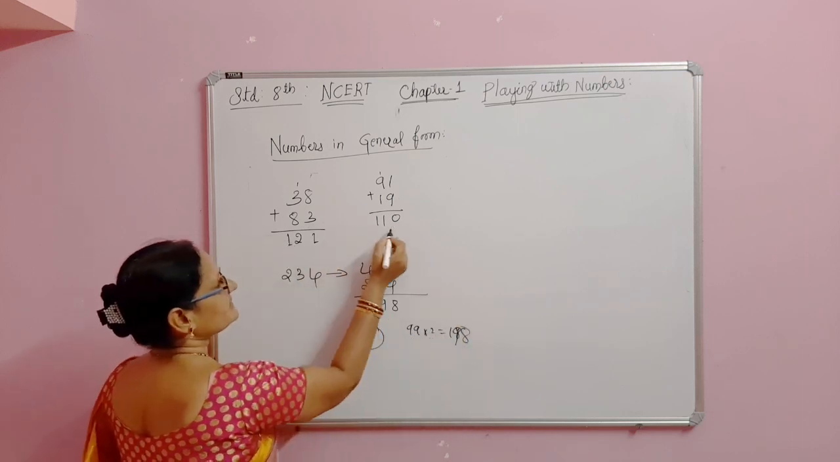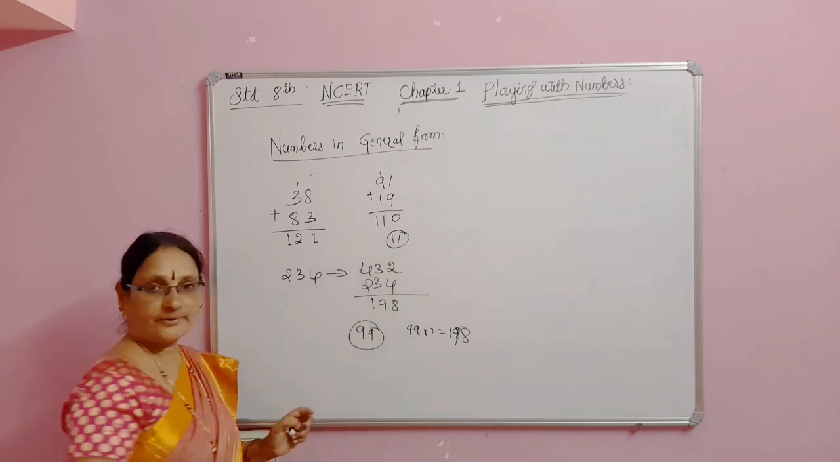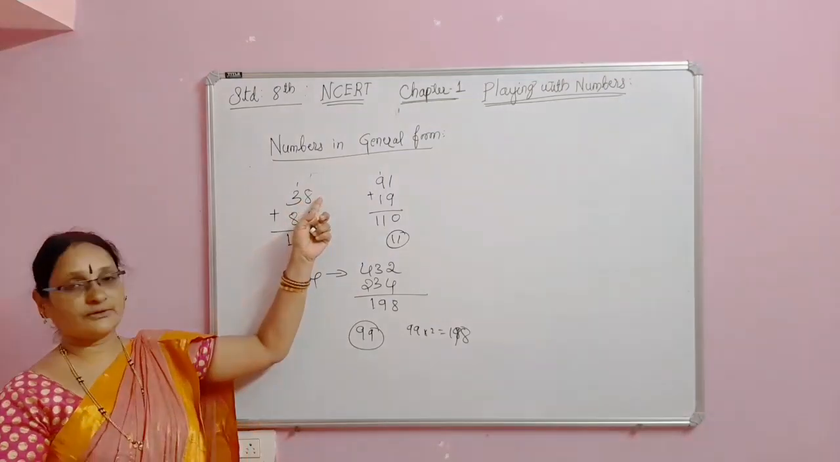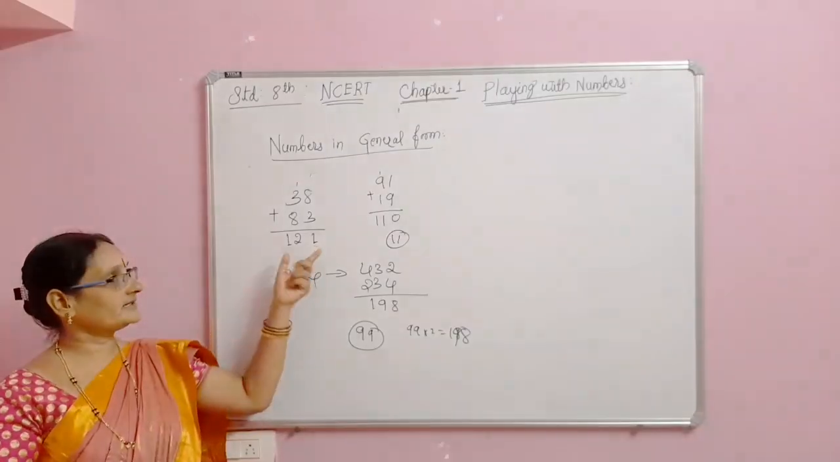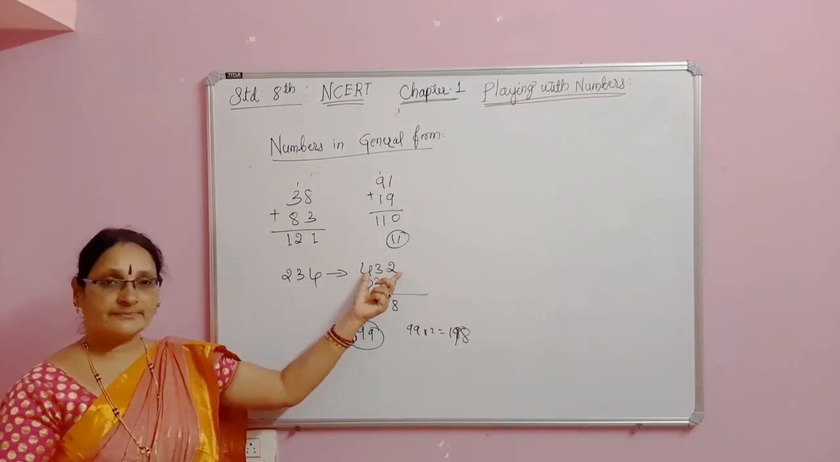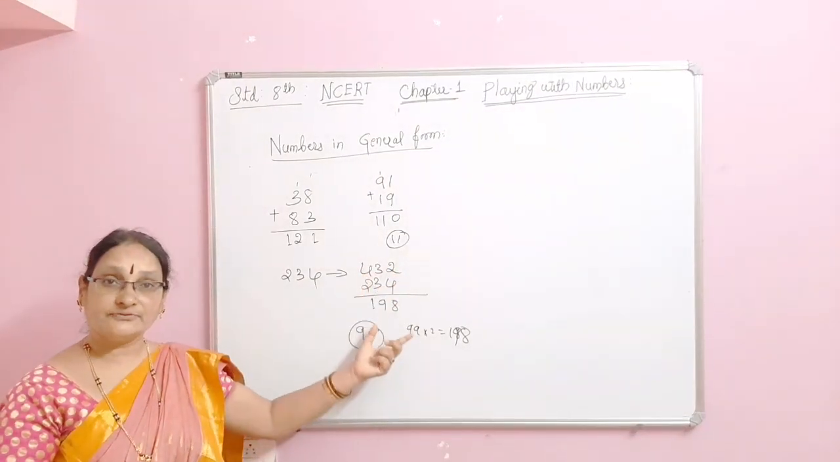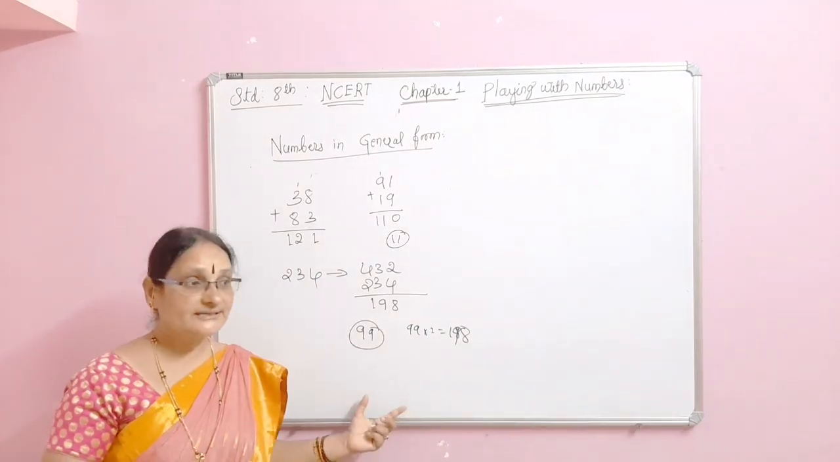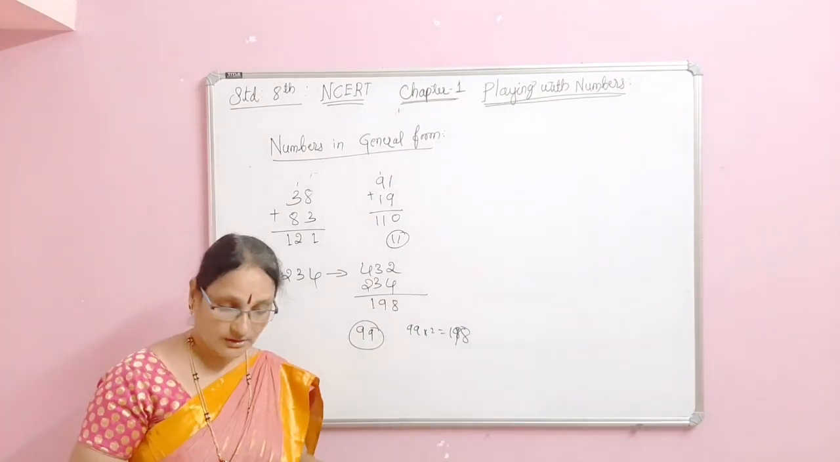198 is divisible by 99. When you take a 2-digit number, reverse it and add, the sum is divisible by 11. The same way, when you take a 3-digit number, reverse it and find the difference between them, the difference is divisible by 99. This is true for all numbers.